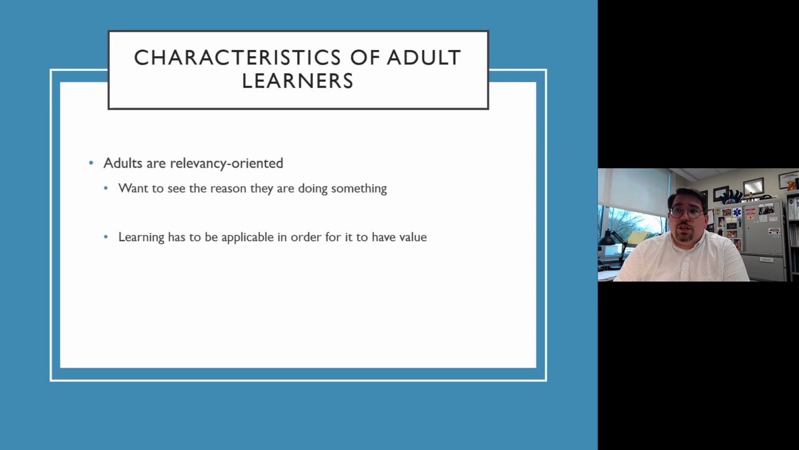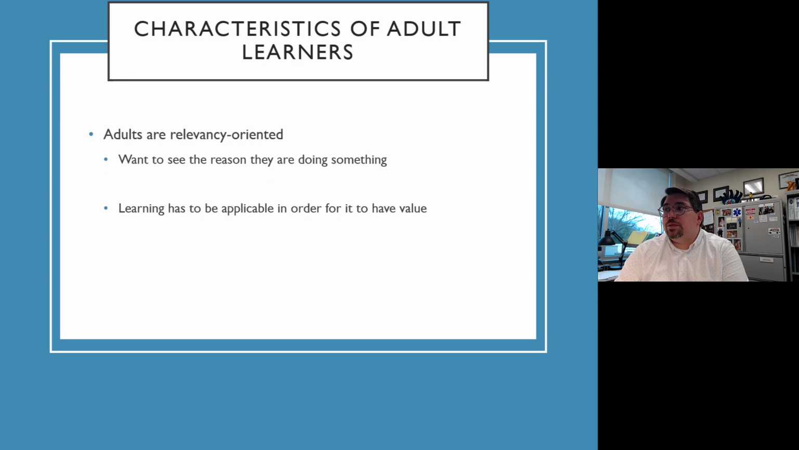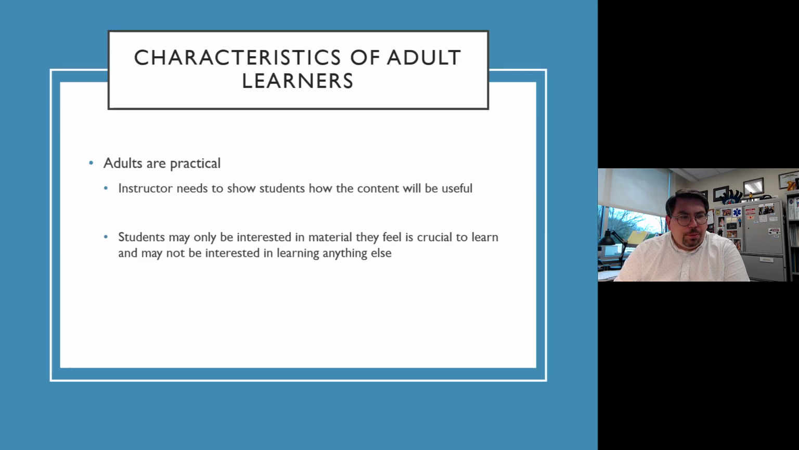We also know that adults are relevancy oriented. They want to know the reasons why they're doing something, right? Because the book says so, or because I said so, is not a good answer, right? The learning has to be applicable in order for it to have value. If there's no meaning, there's no value. If there's no value, then there's no retention of that knowledge. That becomes important.